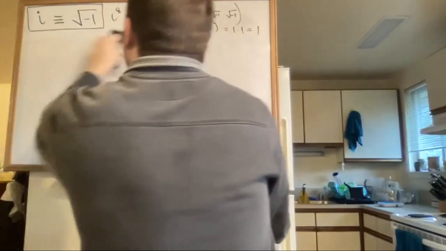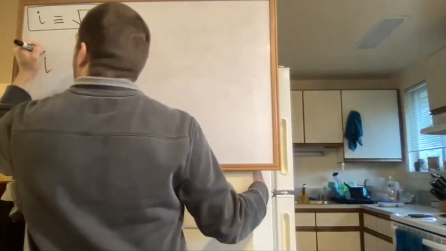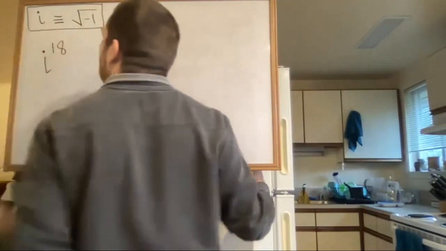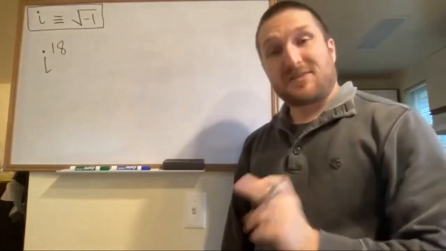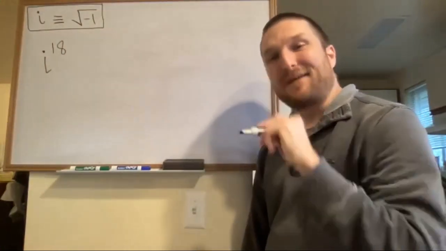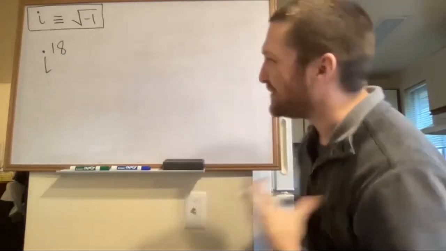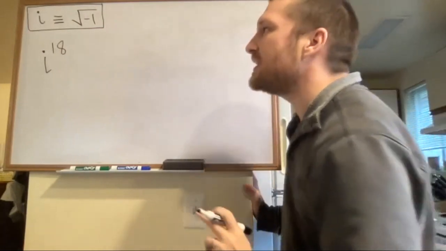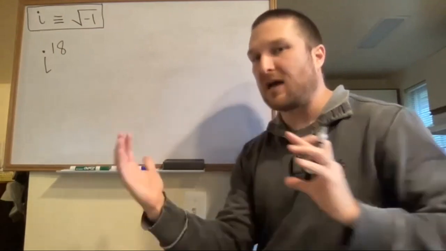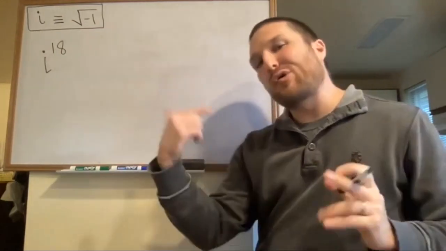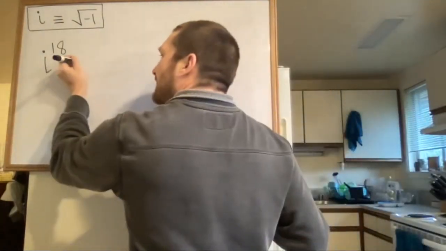Okay, so how do we use this to compute, say, i to the 18th? And we're told to simplify this. I'm not going to sit here and write down the square root of negative 1 18 times, although that's totally in my character to do. We're not going to do that. What we're going to do is say, well, I know that every time I get four of them together, it just works out to be one. So if I could group this into groups of four, then I could make this work.